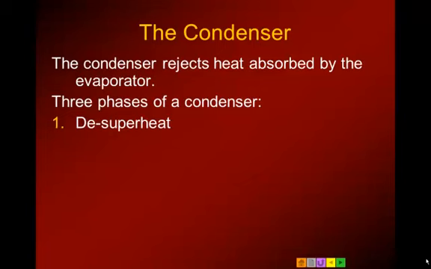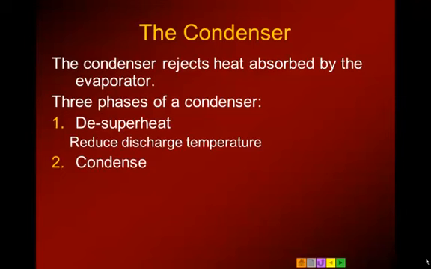What happens inside the condenser is the refrigerant must first be de-superheated because of the high temperature vapor that's coming out of the compressor because of the compression process. So we need to de-superheat, which is going to reduce the discharge temperature so that the second phase can occur, and that is to condense, going from a vapor to a liquid.